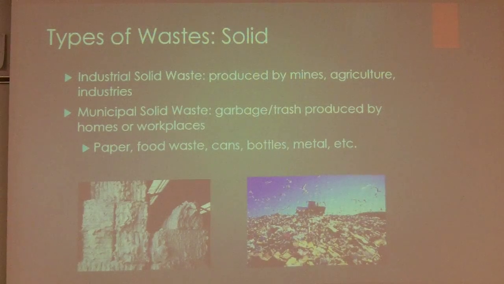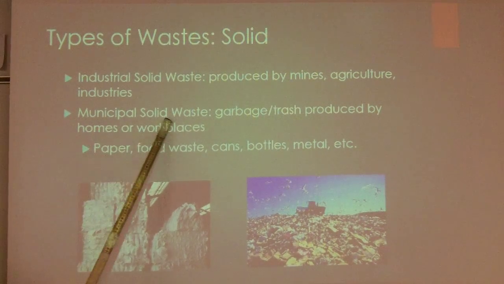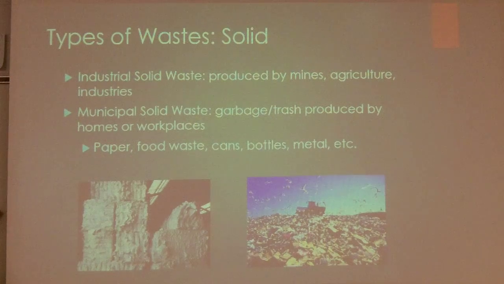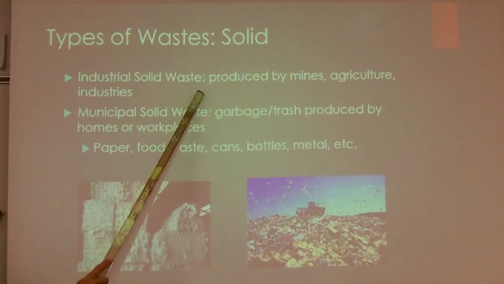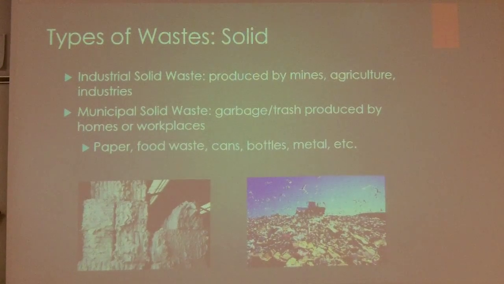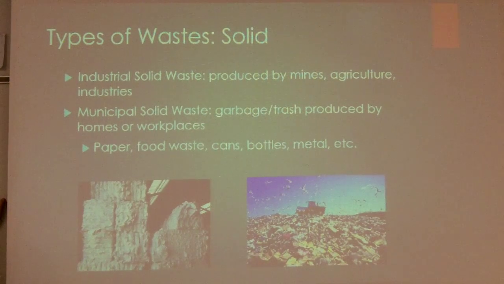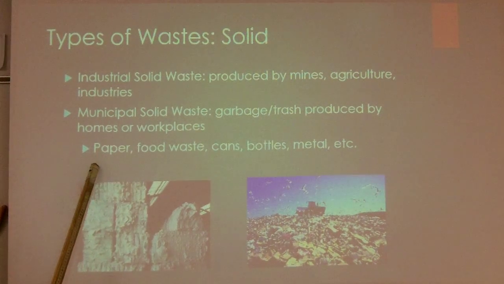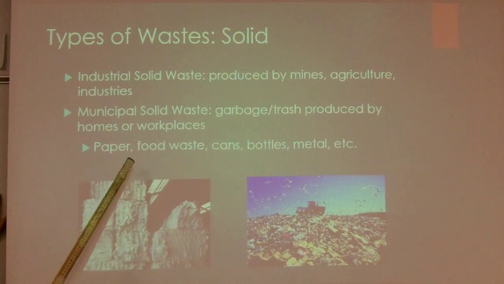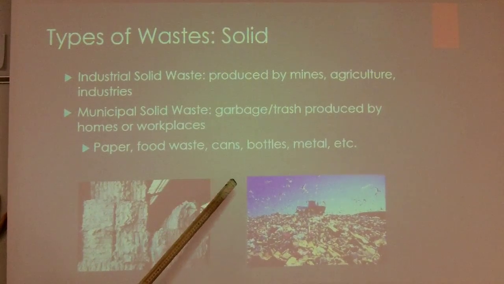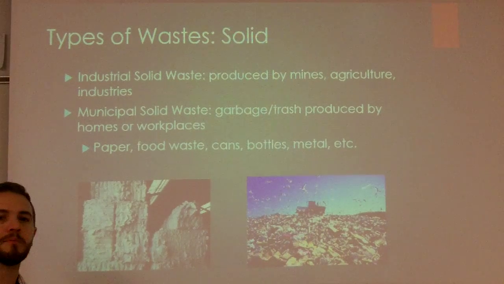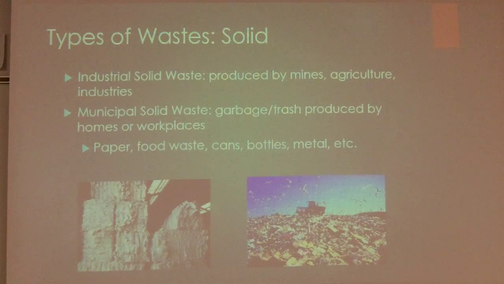Now, municipal solid waste is the stuff that you produce at your house, using the products that are generated by the industrial waste process. So your garbage and your trash, the things that you put into the dumpster and then drag out once or twice a week to be picked up, that is municipal solid waste. So it includes your paper products, food wastes, cans, bottles, your discarded metal pieces, plastic pieces, etc.